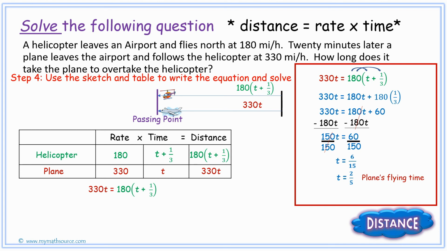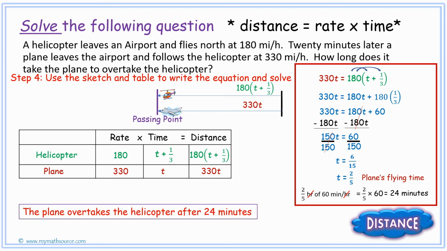So now that we have the plane's flying time, we need to understand what 2/5 means. 2/5 is in terms of hours, so this is 2/5 of an hour, or 2/5 of 60 minutes. In order to find out what that is, we can use our understanding of rate to get the right unit. So 2/5 of an hour times 60 minutes per hour cancels out the hours, and we're simply left with 2/5 times 60. If we do that in a calculator or just in our heads, we will get 24 minutes. That gives us our final answer, that the plane overtakes the helicopter after 24 minutes.